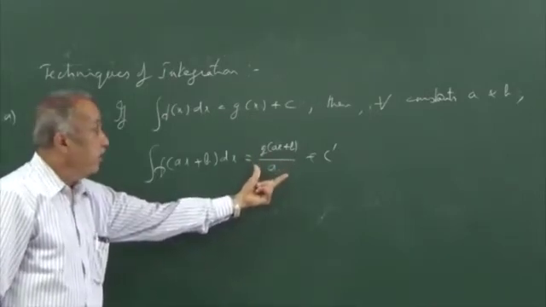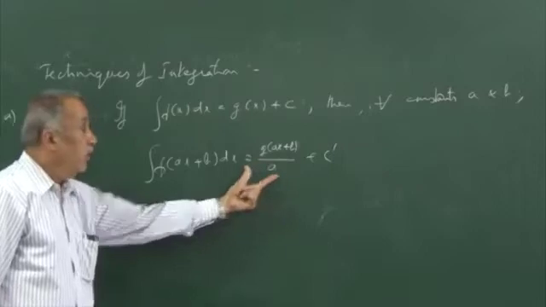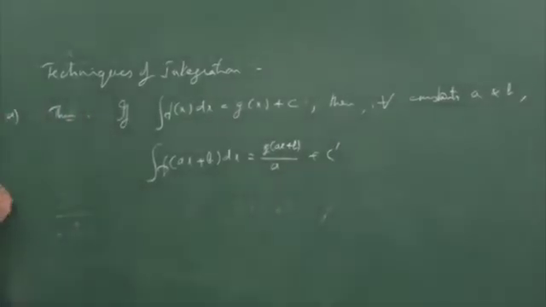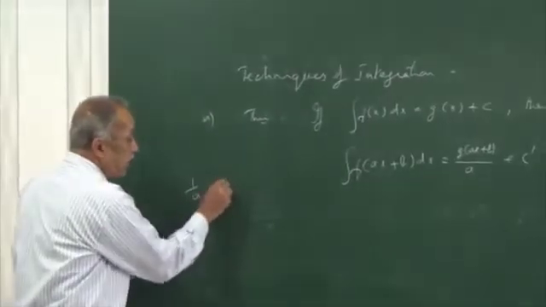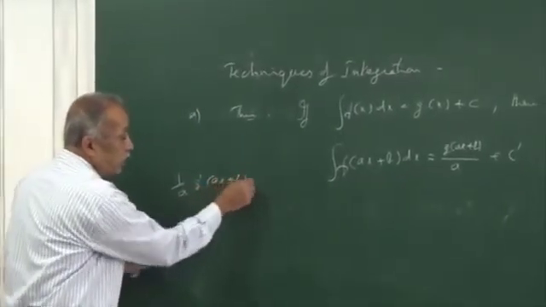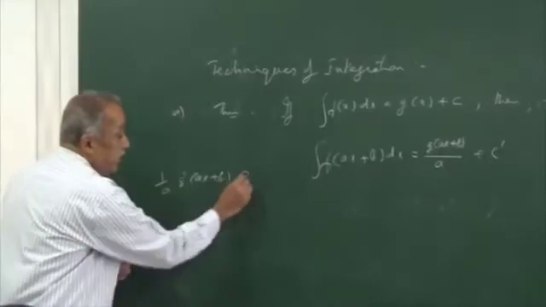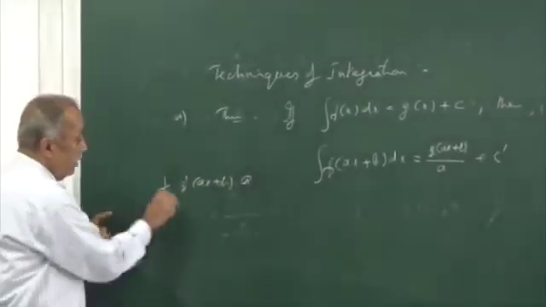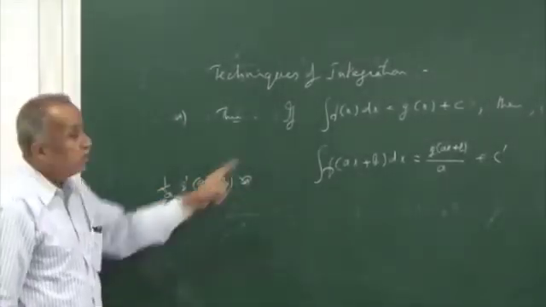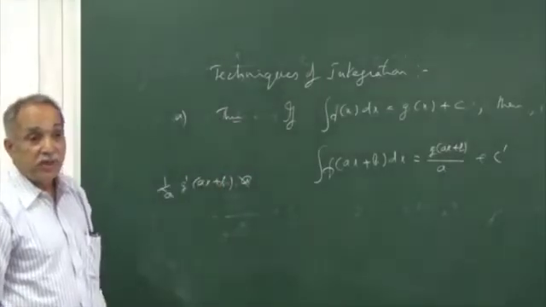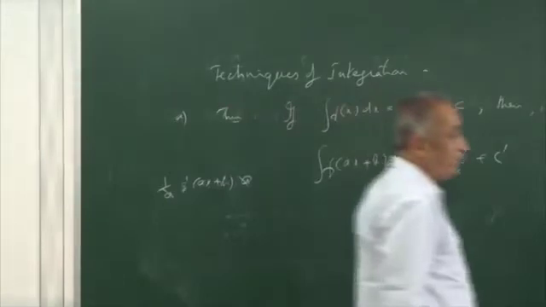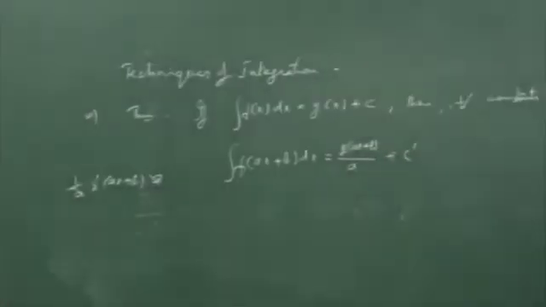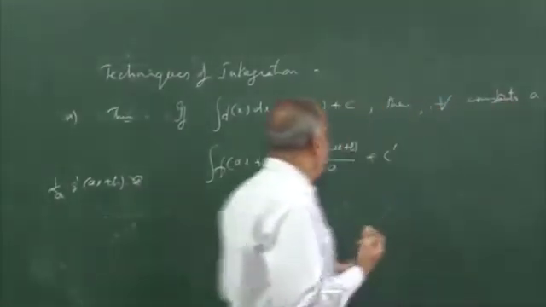Easy to verify. Differentiate this. What do you get? 1 by a into the derivative of g of ax plus b. It is g prime of ax plus b into the derivative of ax plus b. The derivative of ax plus b is a. And g prime of ax plus b is f of ax plus b. Agreeable? Okay. By this alone, I can integrate so many functions.